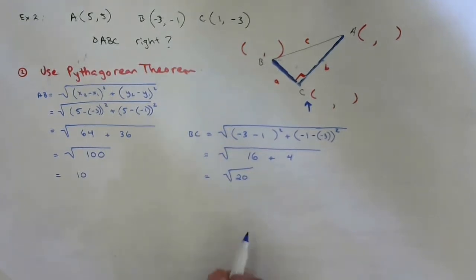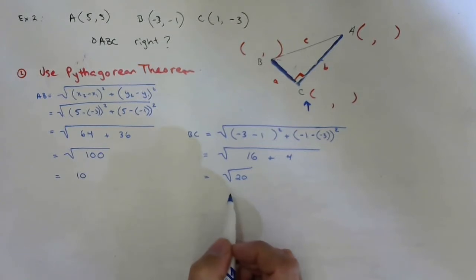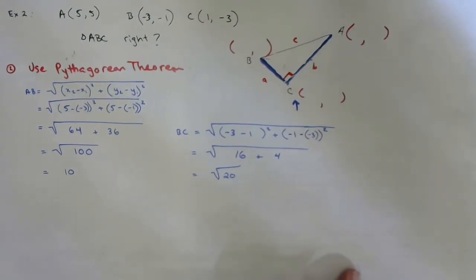Now that does not reduce to a nice value, so I'm just going to leave it as the square root of 20. This is called an exact value. The answer here, the length, is exactly radical 20 units. Okay, if you put in there 4.47 or 4.5, you would be rounding. You would not have an exact answer, but we want an exact answer for this one.